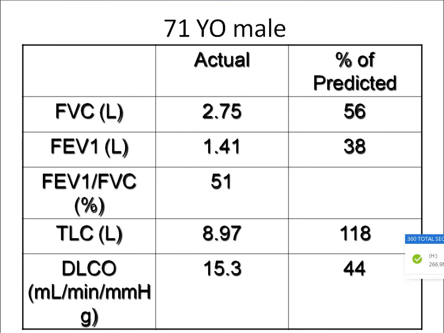Moderate obstruction is present, and you see the total lung capacity is 8.97. It is not decreased. Ideally speaking, it is slightly increased. And you see DLCO, 44% predicted. DLCO is also decreased. So this is like an obstructive ventilatory defect with reduced DLCO.